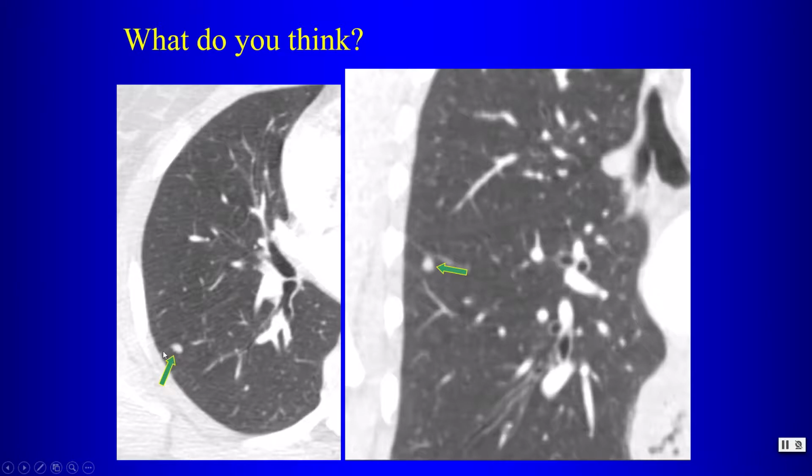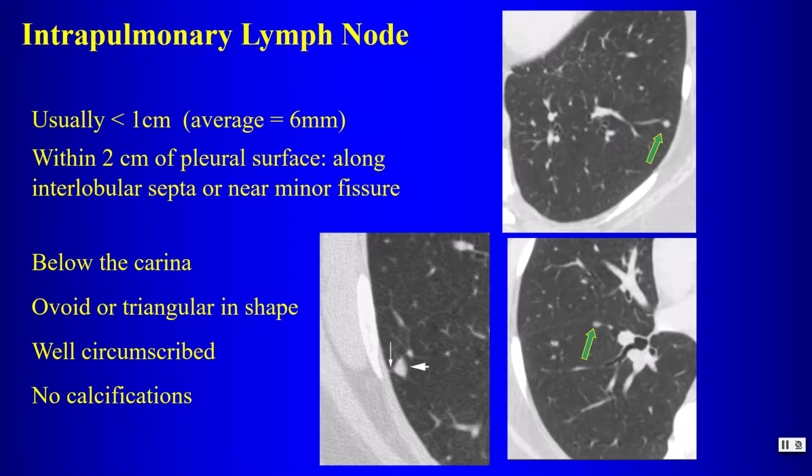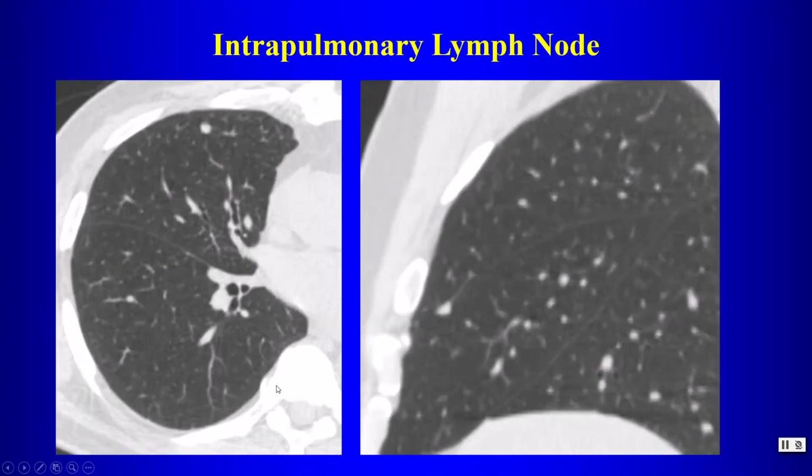Also, they're often located right where you have interlobular septae. So that's another typical feature of these perifissural nodules or intrapulmonary lymph nodes. They're usually less than a centimeter, usually within 2 centimeters of the pleural surface. They're common along interlobular septae, or especially common near the minor fissure. They may be ovoid or triangular in shape. This one is triangular. These are ovoid, so it's common to see these ovoid-appearing small nodules right along the major fissure, and usually these are not calcified.